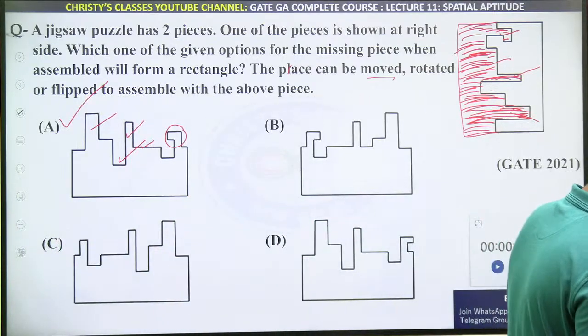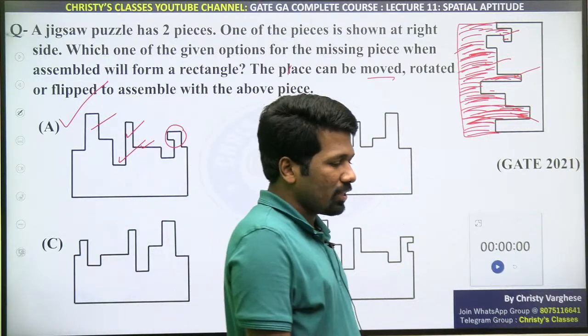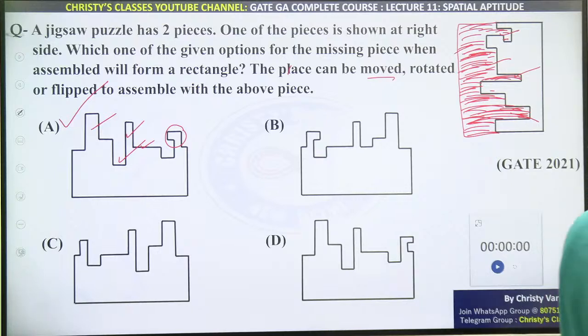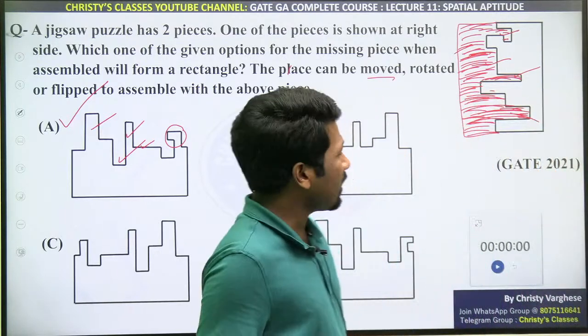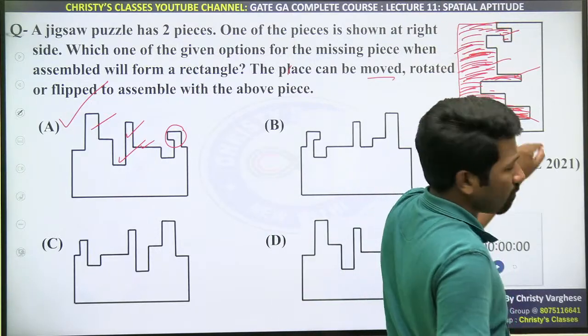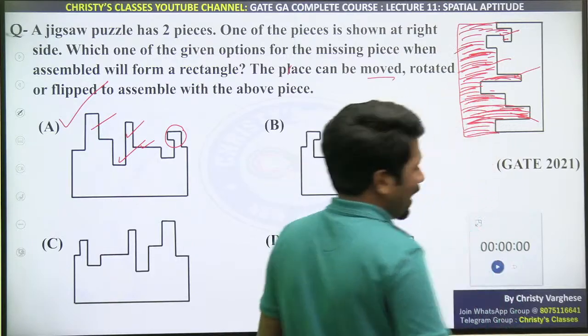This thing, as I told, you need to imagine properly. Practice karna hai, then only you can improvise this type of question. Letter type question se bhi thoda tricky hai ye. One way to do this is, as I told, draw the complete picture. And the remaining complement part is our answer.